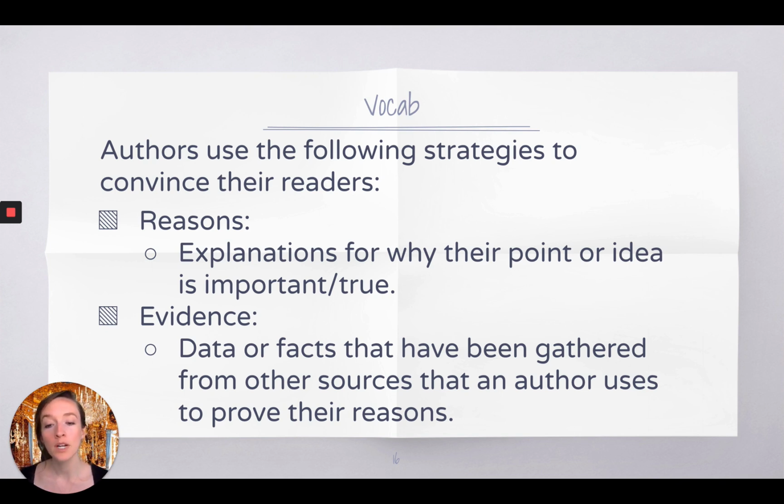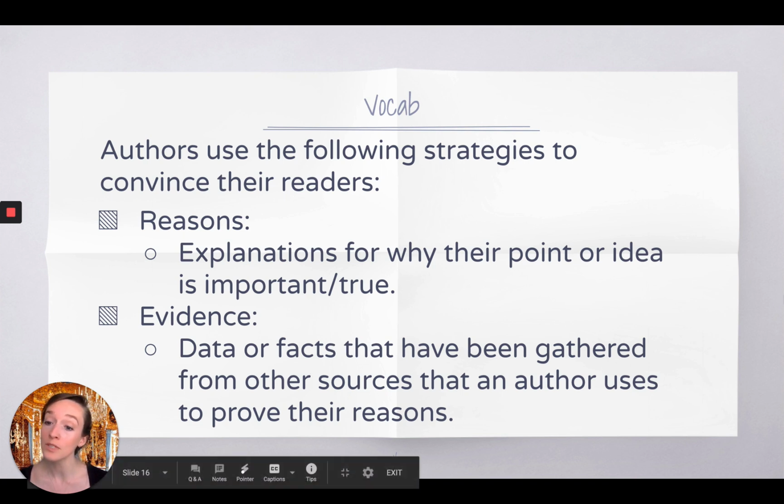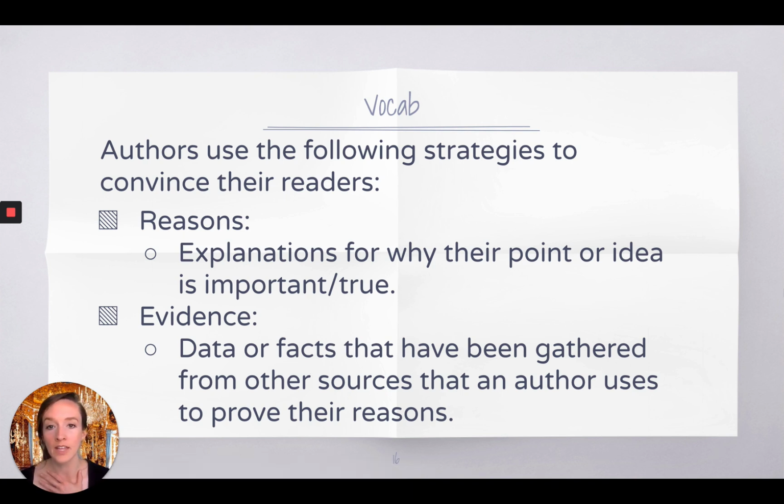And it's important to put in here that they're gathered from other sources, usually. Sometimes it can be stories of things that they've experienced themselves, but oftentimes it's gathered from other resources because that's what makes it reliable, as we learned earlier this year when we were talking about reliable or trustworthy sources.